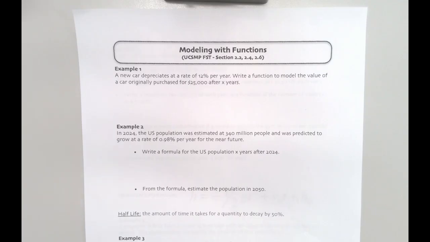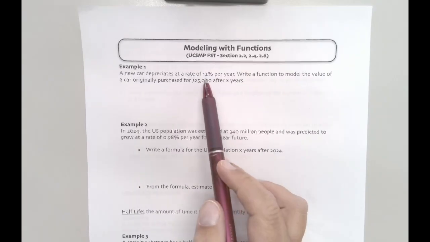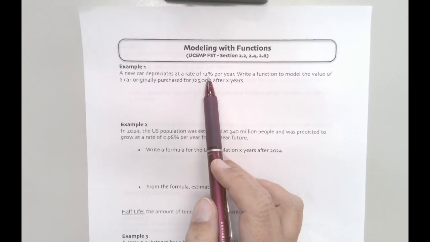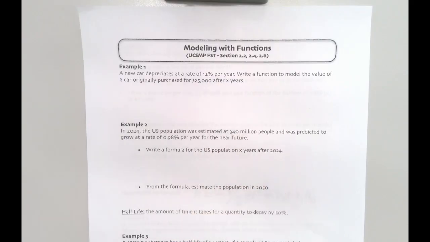So there's kind of a mismatch of examples here because they all just have to do with different types of functions and how we can write equations to represent these situations. So let's just dive right in. So example 1 is talking about a car depreciating at a rate of 12% per year. Anytime you're working with a percentage, we're going to be doing some form of multiplication here, right? Because that's how you apply a percentage, is with multiplication.